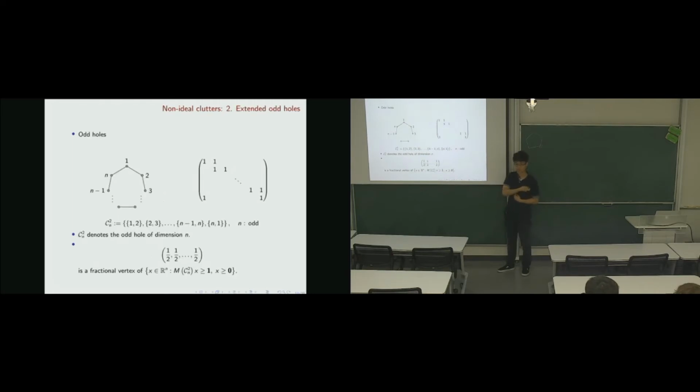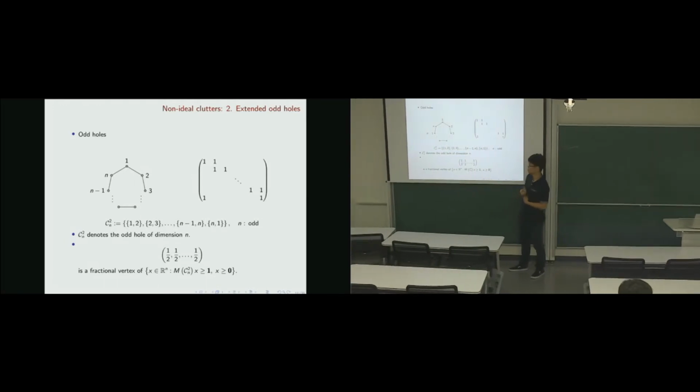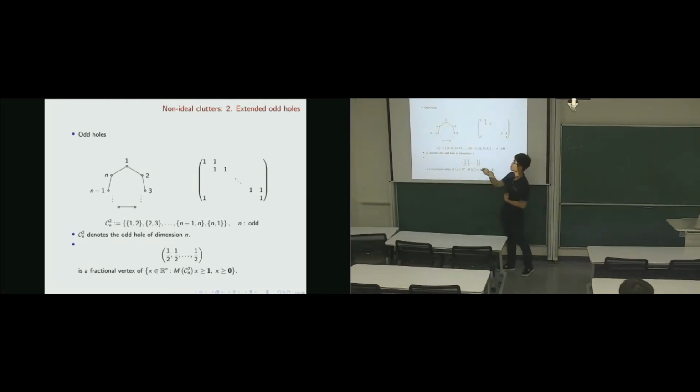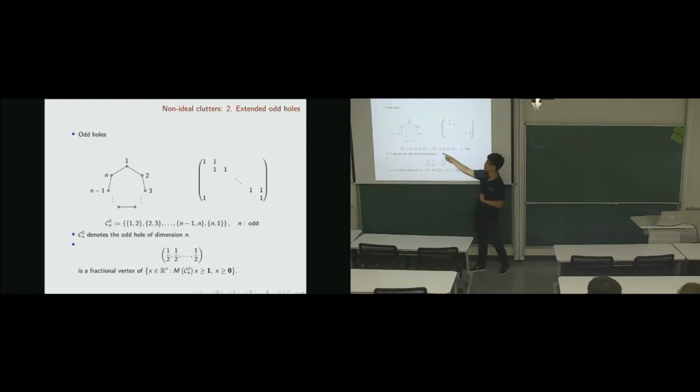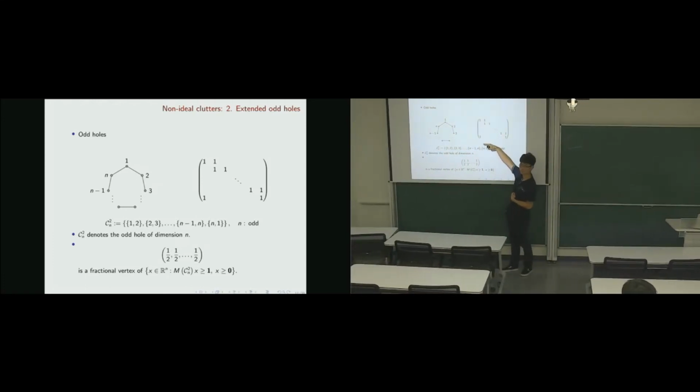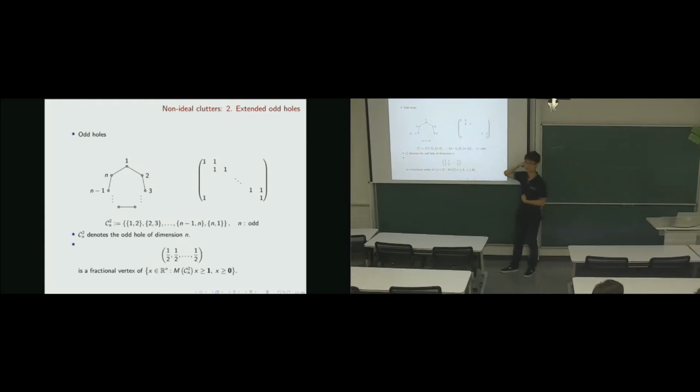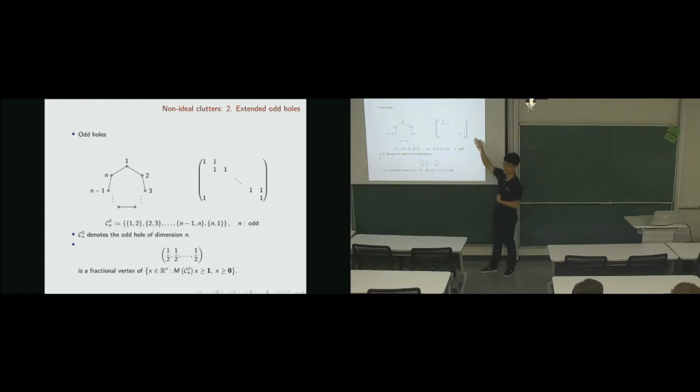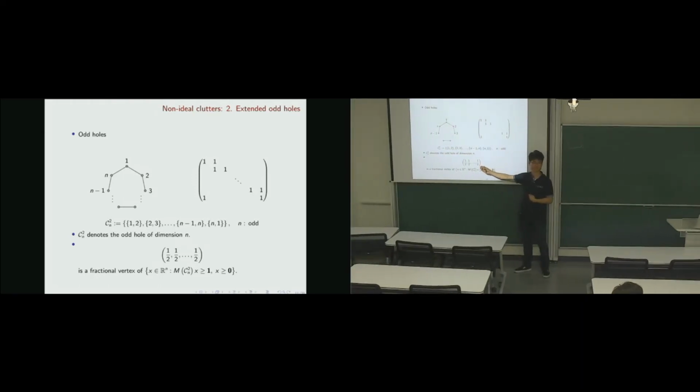And the next class is coming from odd holes. Okay. So you just collect the edges of this odd cycle. Okay. And because n is odd, its incidence matrix is non-singular. And this is non-ideal because the point with 1/2 in every coordinate is an extreme point. This point is tight at all these linear inequalities. Okay.